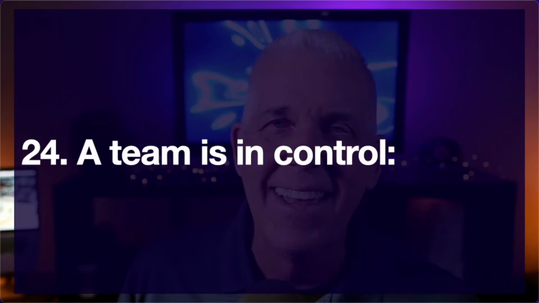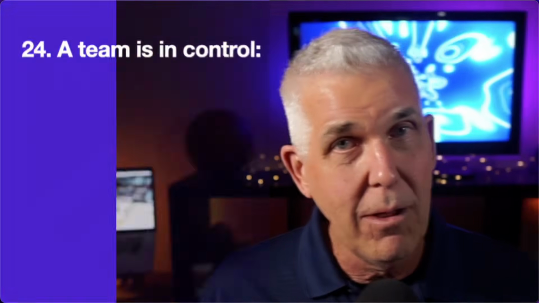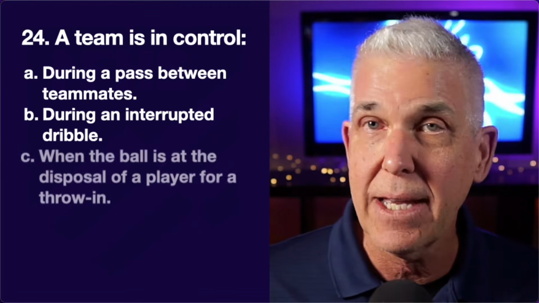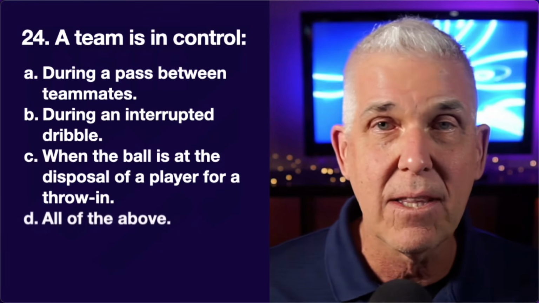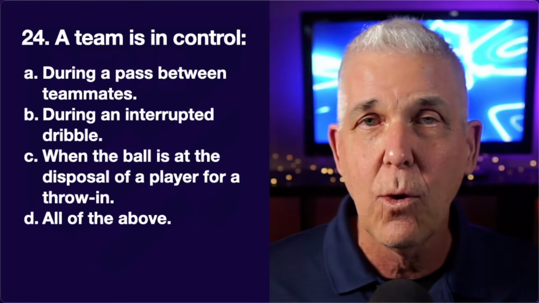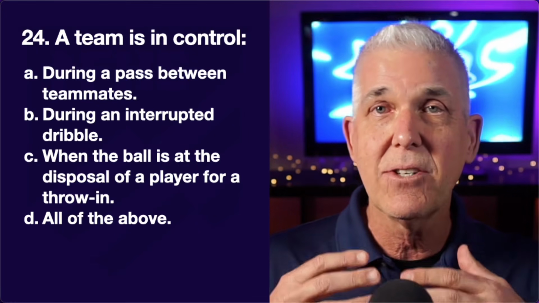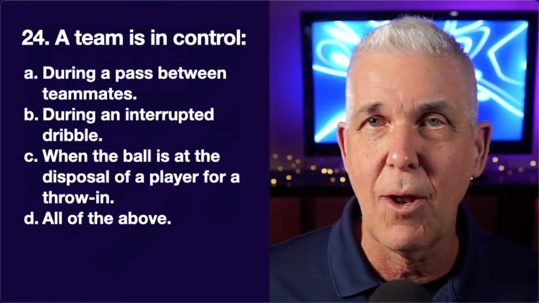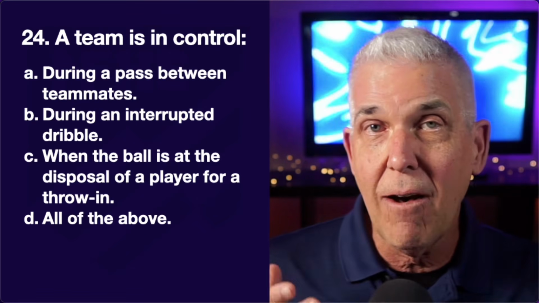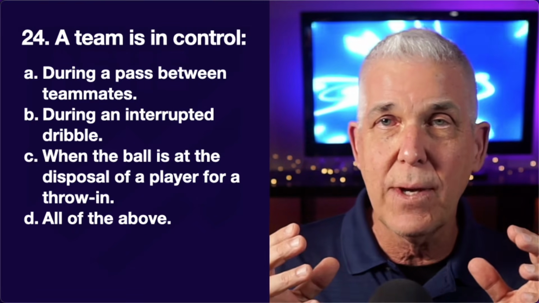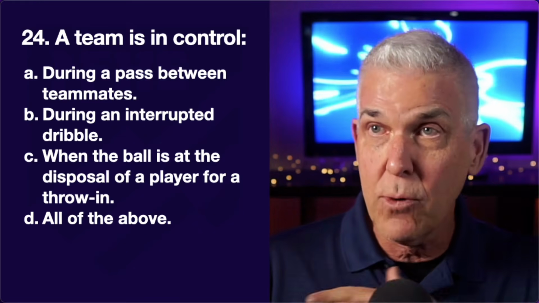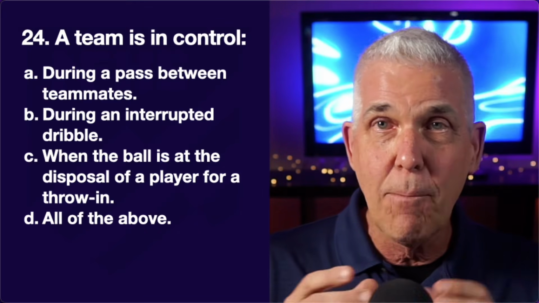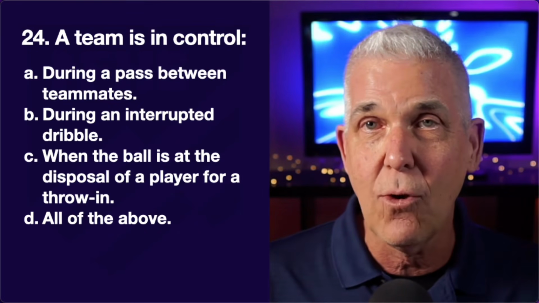All right, 24. A team is in control, A, during a pass between teammates, B, during an interrupted dribble, C, when the ball is at the disposal of a player for a throw-in, or D, all of the above. Again, understanding status, team control, no team control, etc., is critical for basketball officials. Our correct answer here would involve when a team is passing the ball between teammates. A pass between teammates, we're implying that the ball is live on the court. In order to have a pass between teammates, we must have team control on the court.